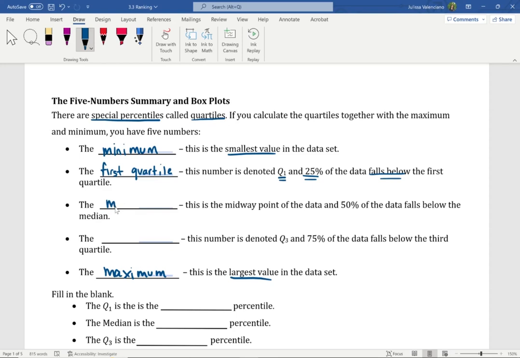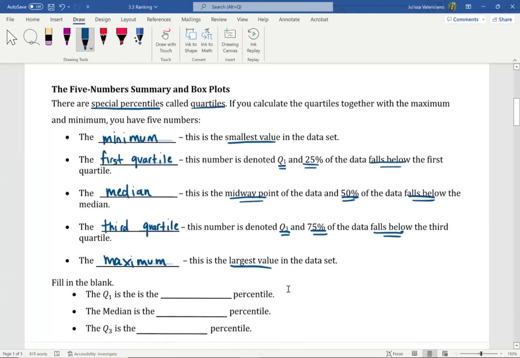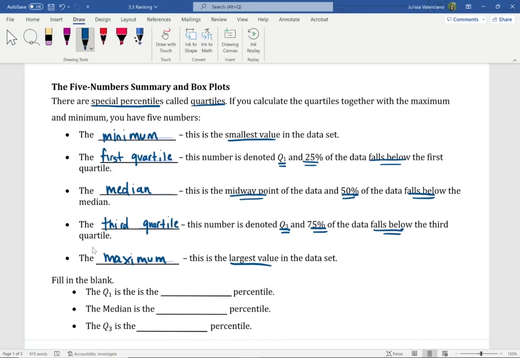Next, we have the median. This is the midpoint of the data. This is also known as the second quartile, but in practice, we call it the median. This is going to be the midpoint of our data set. We know that 50% of the data values fall below the median. The last special quartile that we have is the third quartile. This number is denoted as Q3, and 75% of the data values fall below the third quartile.